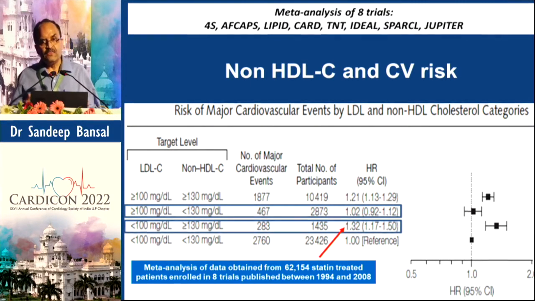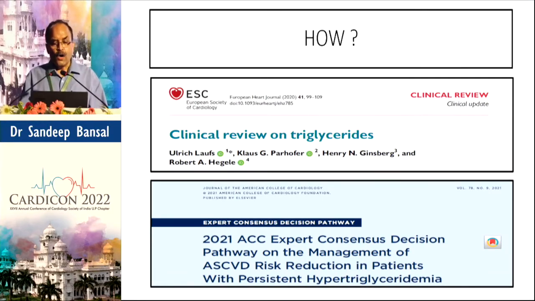It has also been seen that the best people who benefit from this intervention are those in whom you've already lowered the LDL cholesterol. So in them, if the triglycerides continue to be high, they have a 32% higher relative risk. So we need to lower these in those patients. How do we do them?